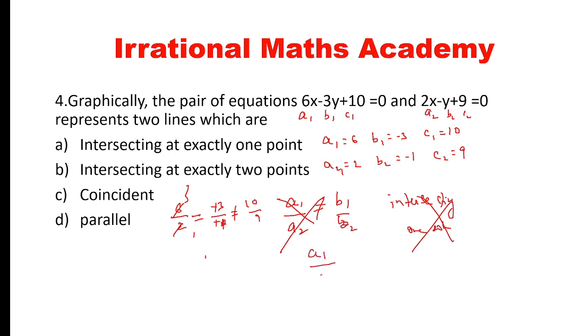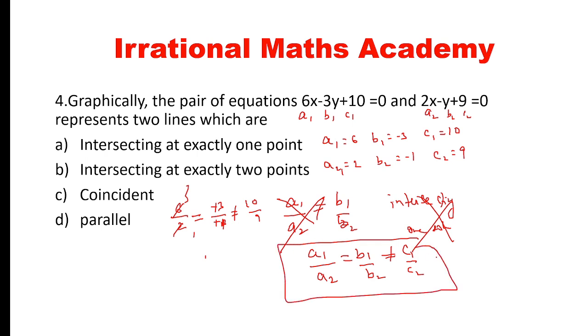So A1 by A2 equal to B1 by B2 not equal to C1 by C2. Which lines? Parallel lines. So if these are parallel lines, they will never meet at any point, right? So it is parallel lines. Clear? Sorry, I thought it is intersecting lines, sir. Okay, but it is not intersecting lines, it is parallel because it is satisfying the condition A1 by A2 equal to B1 by B2 not equal to C1 by C2.